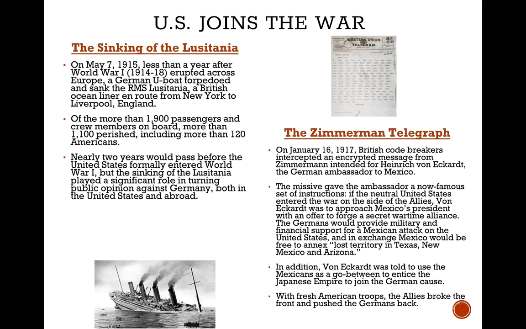Many Americans remained committed to isolationism. President Woodrow Wilson had just won re-election by using the slogan, "He kept us out of war." But the Zimmermann telegram, he really couldn't do that. On April 2nd, 1917, Wilson abandoned his policy of neutrality and asked Congress to declare war against Germany and the Central Powers. The U.S. entered the war with the Allies against the Central Powers on April 6th. With fresh American troops, the Allies broke the front and pushed the Germans back. The U.S. commander, General Pershing, insisted on training his troops for a month in Europe before they actually went into battle. So the troops are very well prepared.